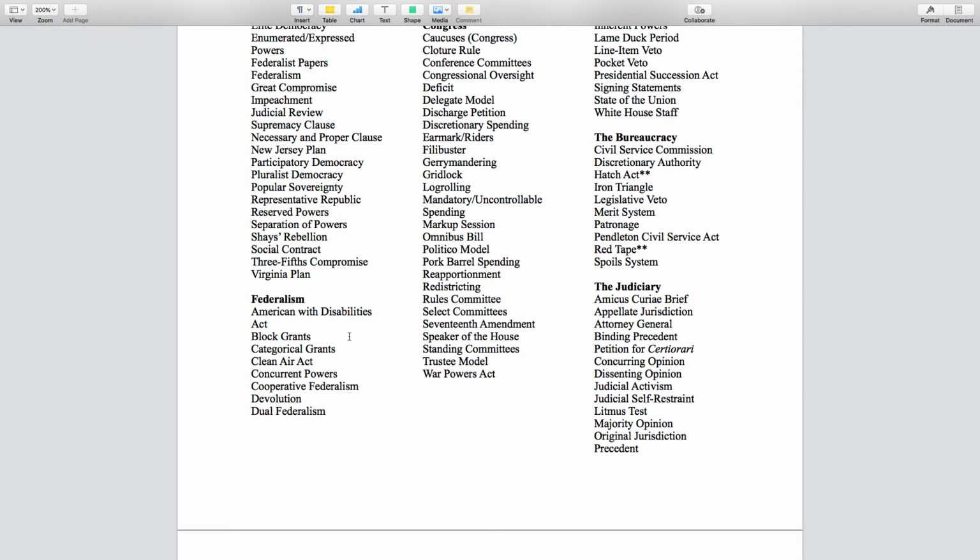Categorical grants, if you're considering that relationship between the federal government and the states, we're seeing the federal government exert power over the states again. So categorical grants, here's your money to repair your highways. It's a specific purpose. In order to get that money, you have to do exactly what the federal government says you have to do with it.